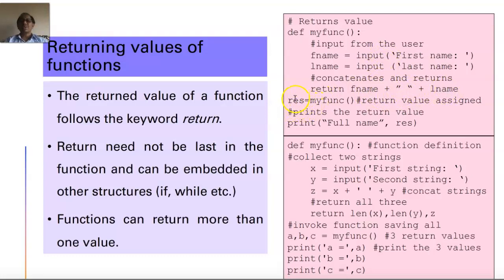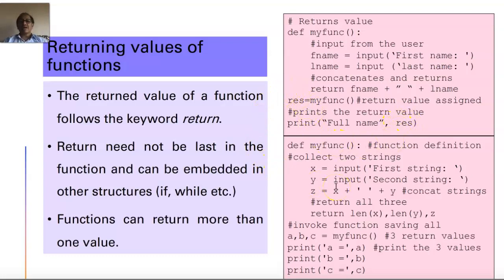Then what we are doing is taking a variable res and assigning the return value to res, and printing the res value, or return value, here, right? So it takes the first name and last name from the user, concatenates them in the function and returns the value, and that value is assigned to the variable res and it is printed. This is what we call a return value.